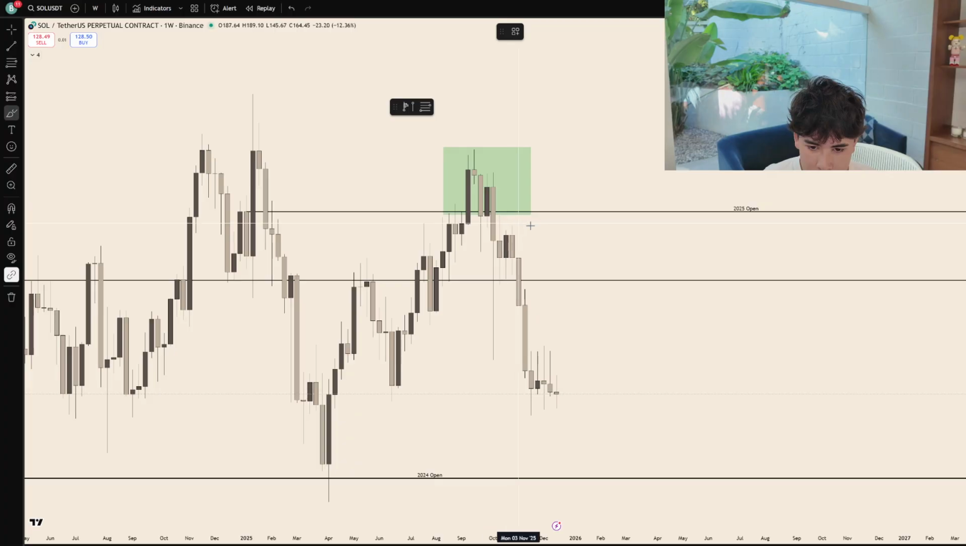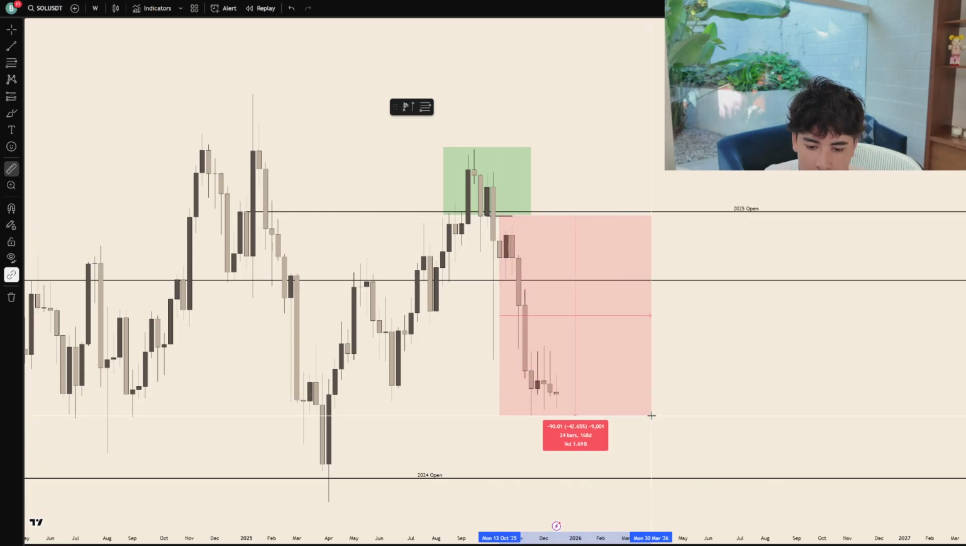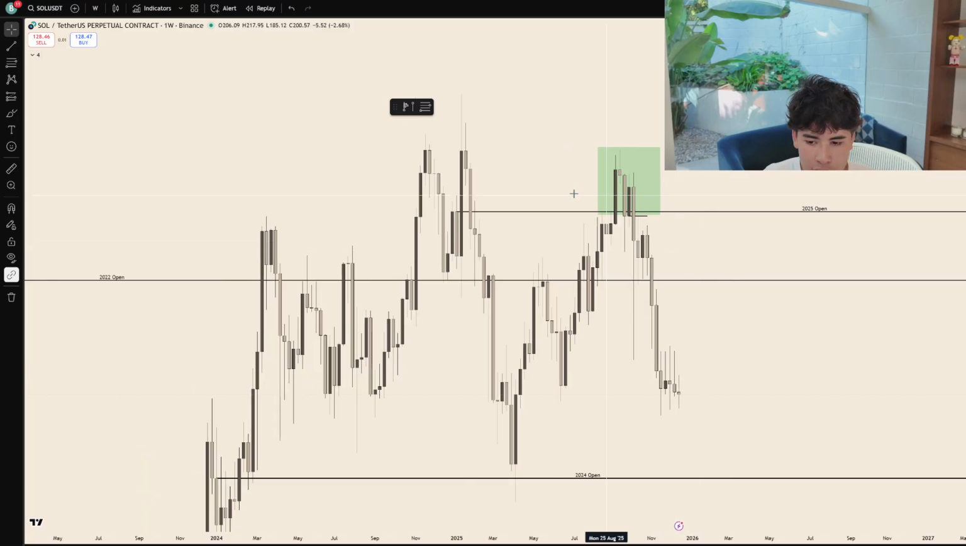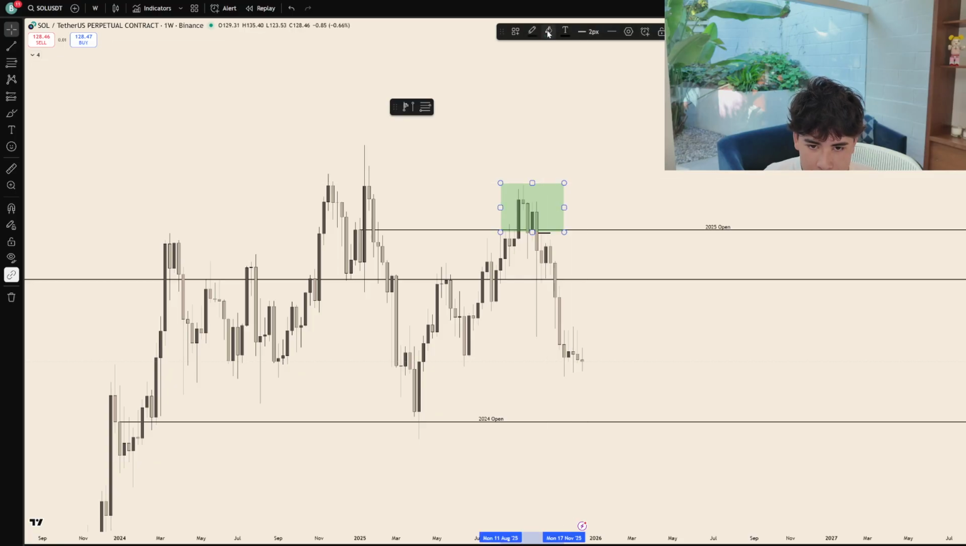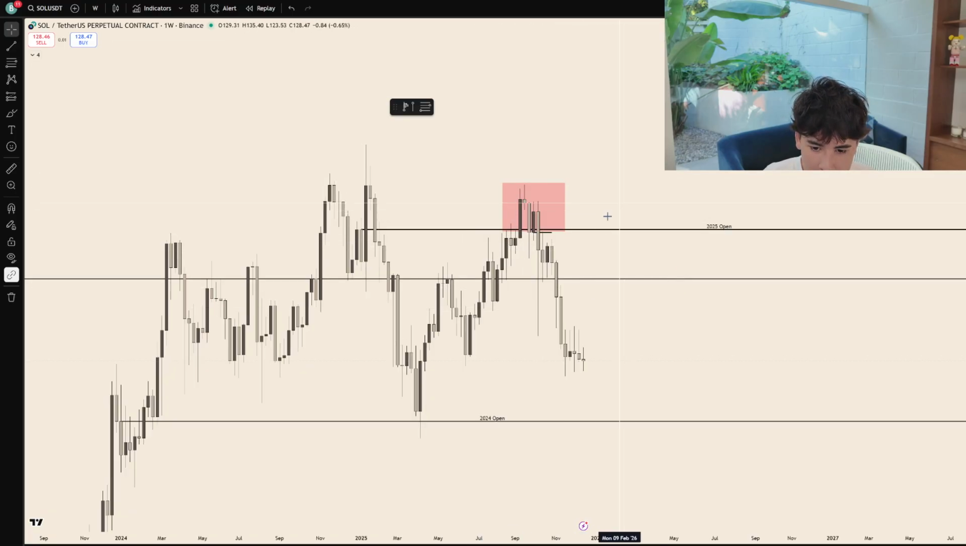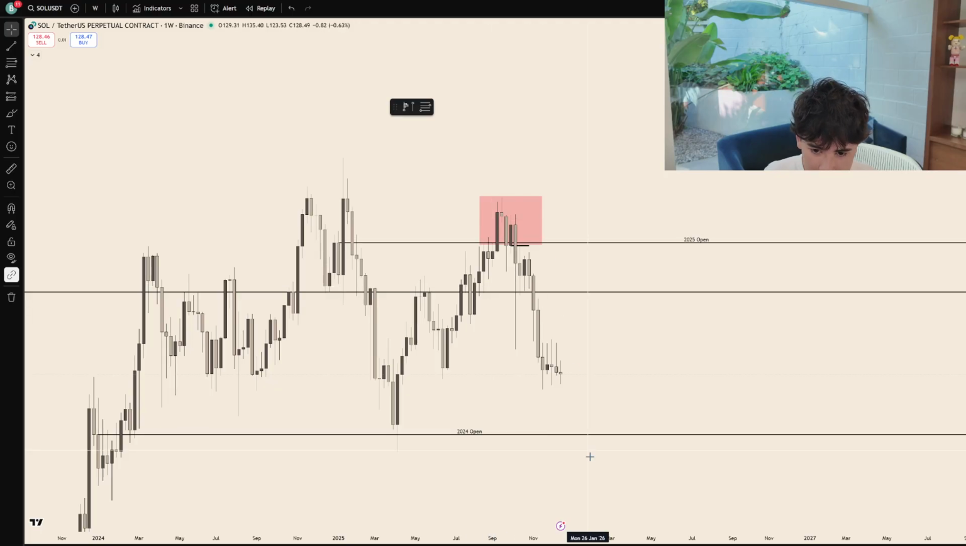It doesn't have to be the 2025 open. We didn't really get it here, but what do we have here? I'm starting to put everything together, but we have a retest of this order block before having a massive move on Solana, about 42%. So this was a clear deviation above the yearly open. This is a bearish deviation though. So we came above the 2025 open and then sharply declined.